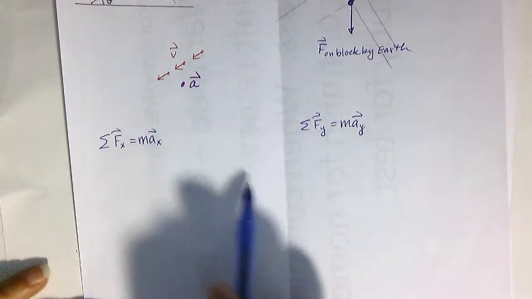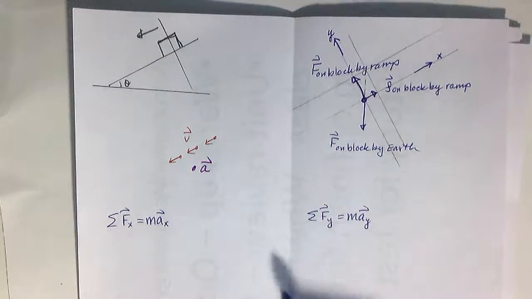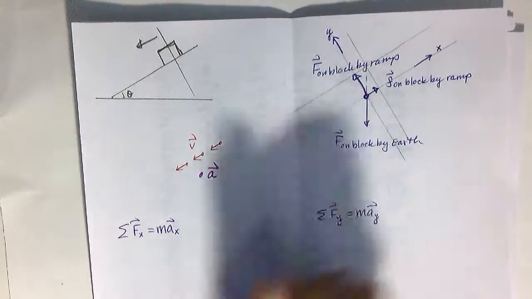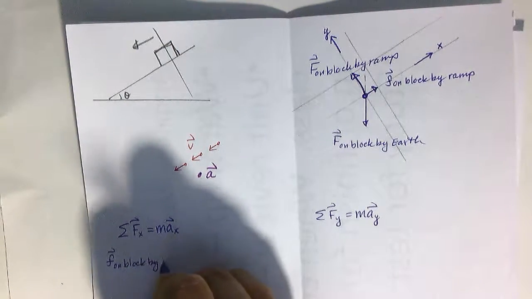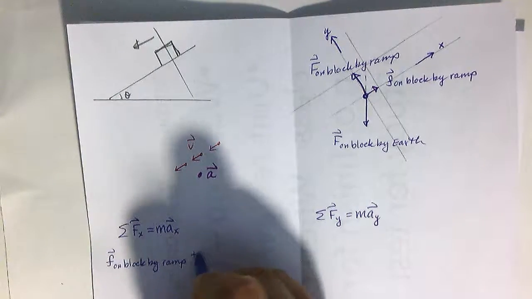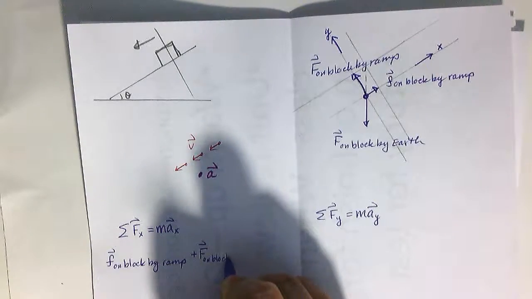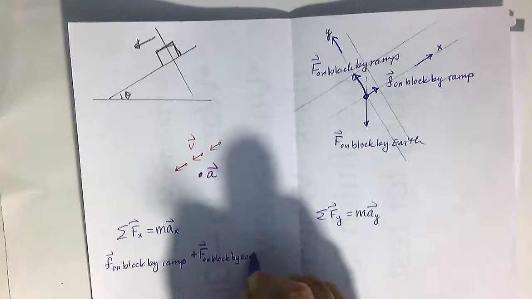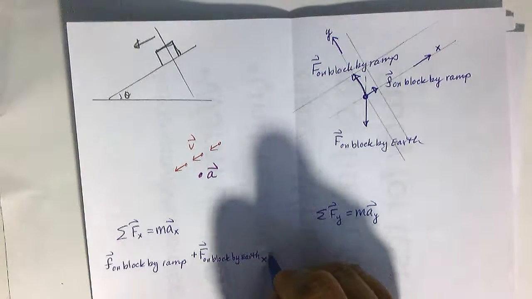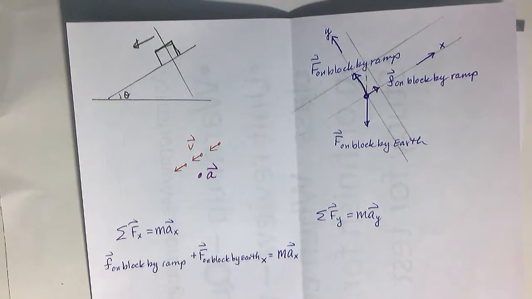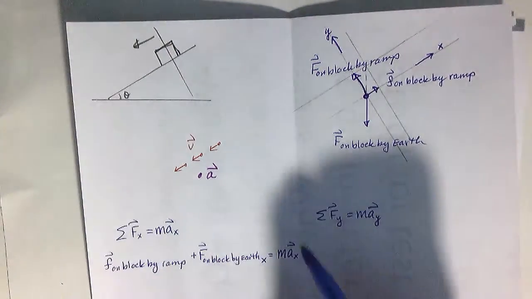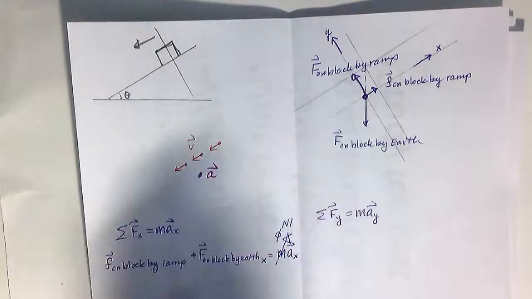Now that we know how to break our weight into components, we're going to sum up the forces. So here we have, in the x direction, the frictional force, force on block by ramp, plus the x component of the weight, force on block by Earth, subscript x, and that's equal to ma sub x. Am I accelerating in the x direction? No, I'm not. So this goes to 0, Newton's first law.